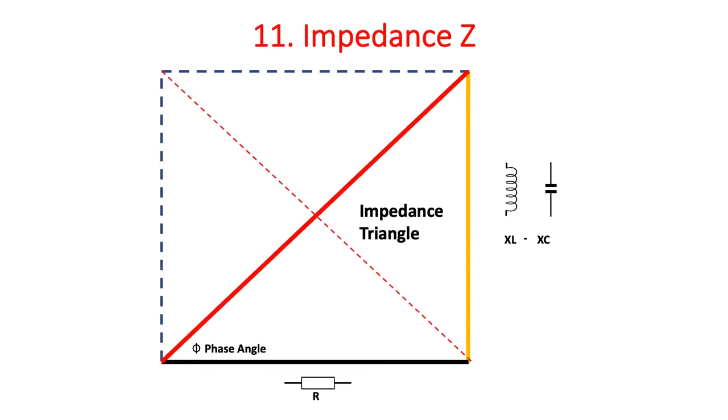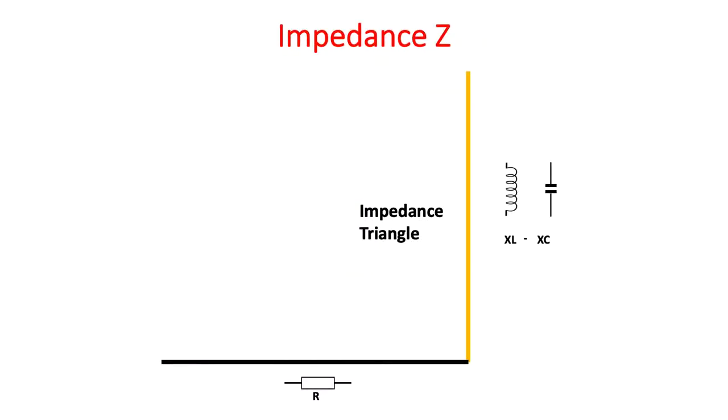11. The impedance triangle. Good old Z. Again, a lot of my students seem to struggle with the impedance triangle, or when to use it, probably more than the triangle itself. So the resistance is on the horizontal, represented here by the black. Again, R is always in phase, so it's on the horizontal. And on the vertical, we have the XL minus the XC.